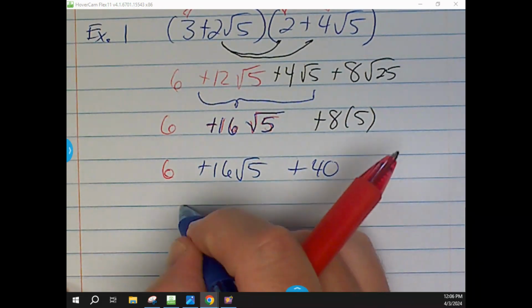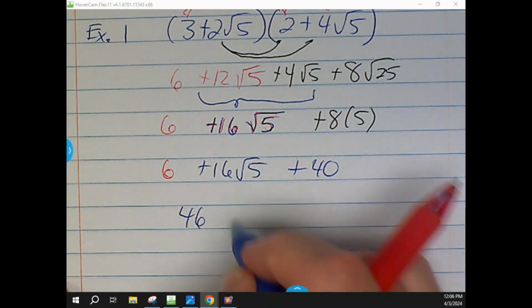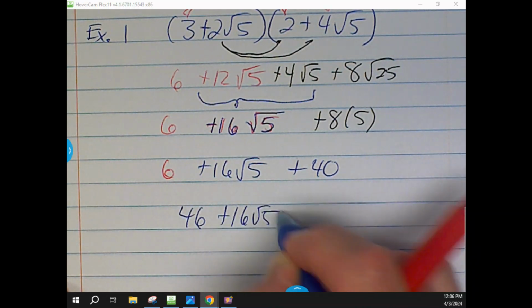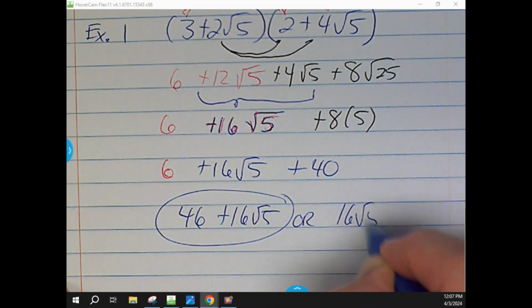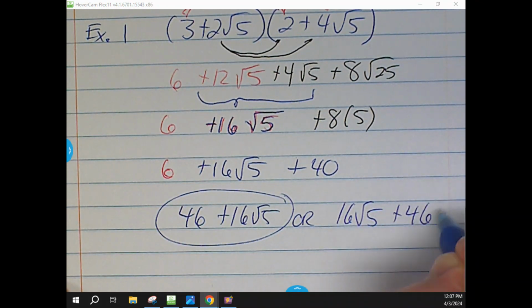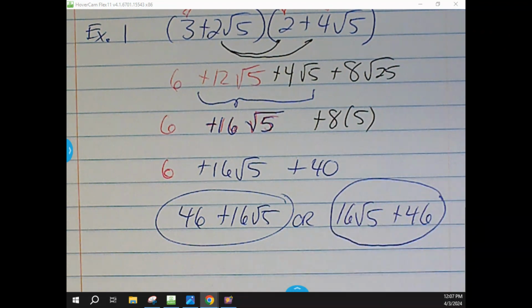And which one you put first, it doesn't really matter. You can have 46. You can put the 16 square root of 5 at the end, or you can put the 16 square root of 5 at the beginning, and then put 46 at the end. Either one of those two that you do, either one's fine.